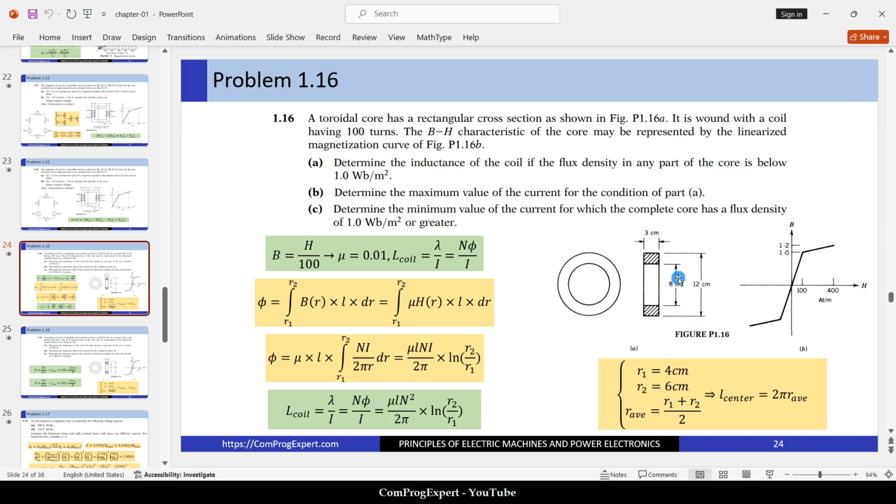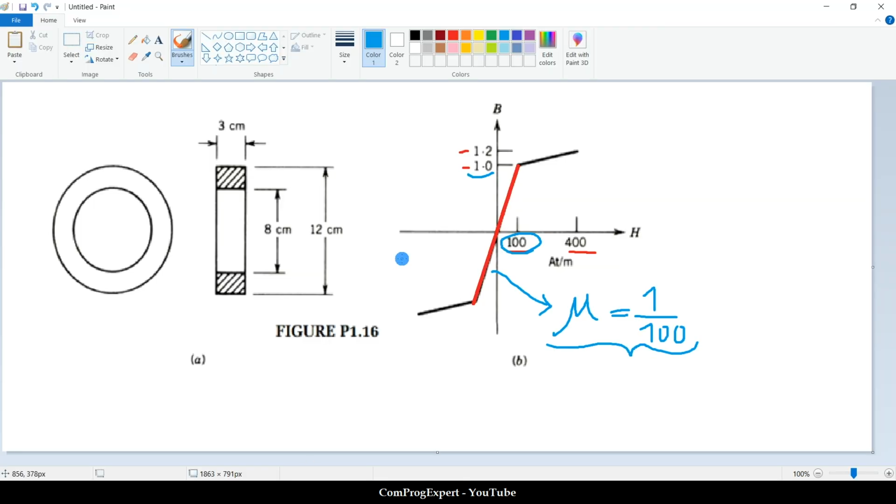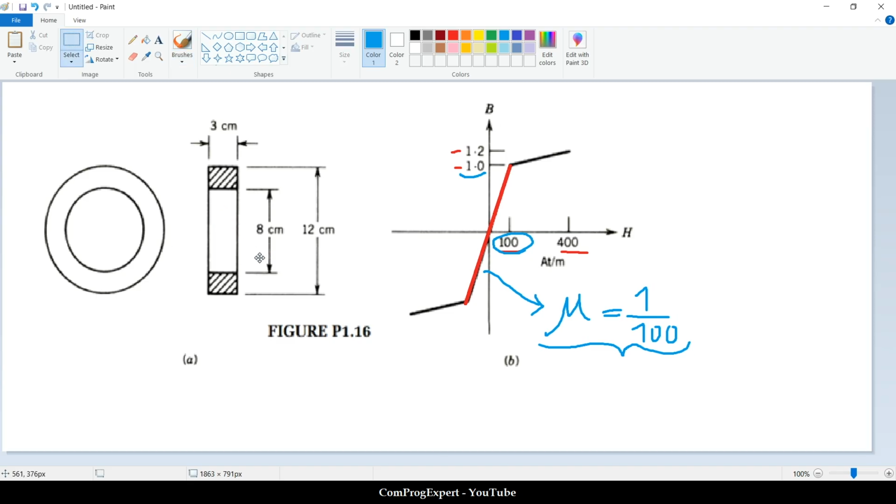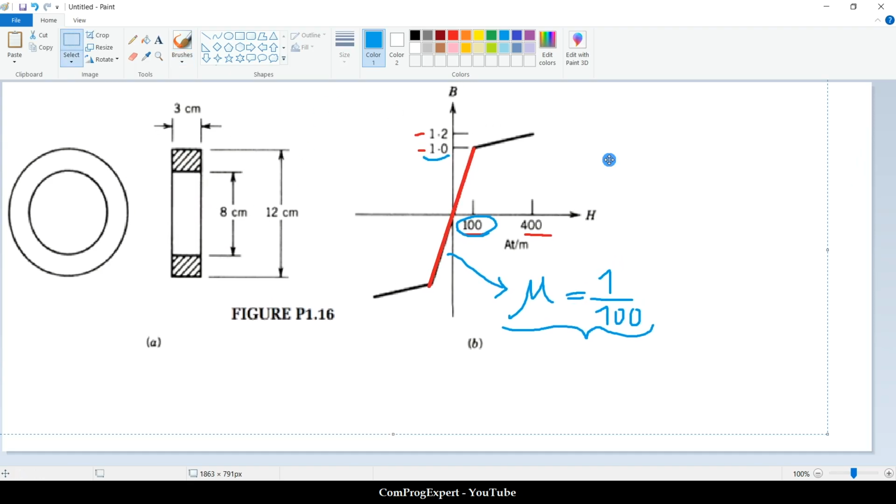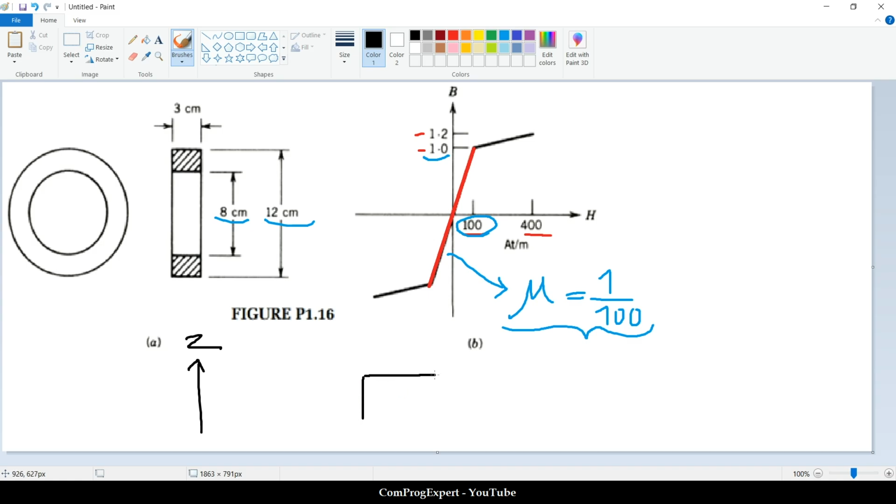Here we have diameters, 8 and 12. If you consider this as the z axis, this is the cross section of the coil. This is R1, this is R2.